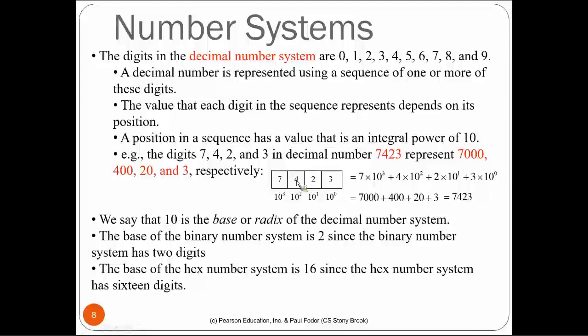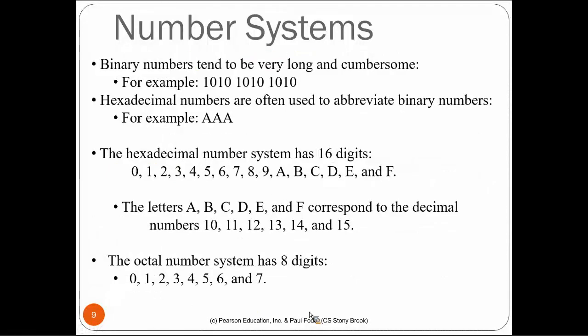So we started with the decimal number system because it is familiar to all of us. We say in this case that the number system base, or radix, is 10 for the decimal number system. Similarly, the base for the binary number system is 2, since the binary system has 2 digits, and the base for the hex number system, or hexadecimal, is 16, since the hex number system has 16 digits. So let's see, for instance, binary numbers.